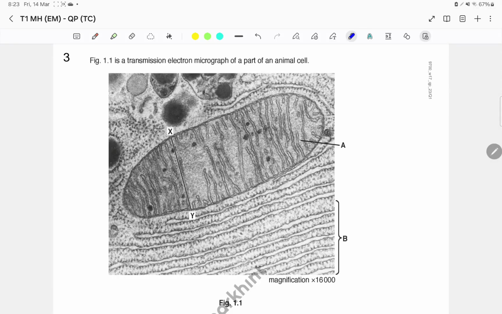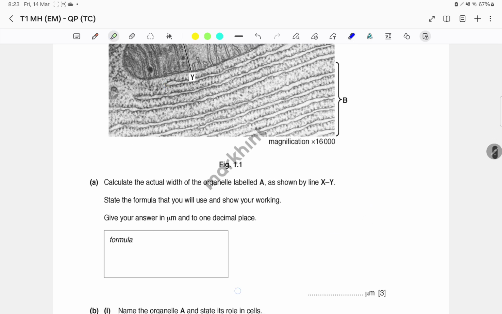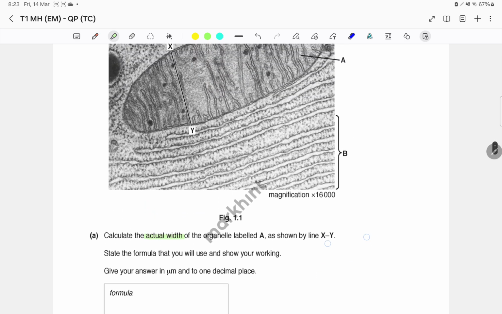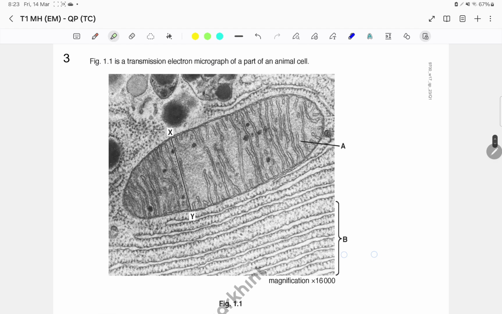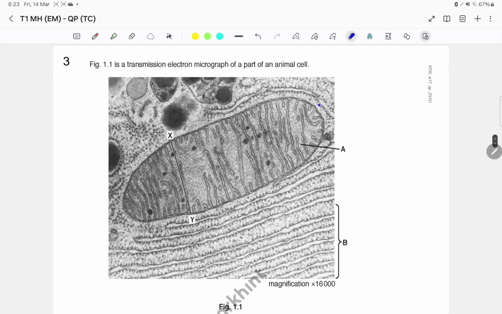In order to do this next question, we are required to calculate the actual width of the organelle labeled A as shown by the line X to Y. This is the transmission electron micrograph of a part of an animal cell. I don't know if you have noticed, but this is the structure of a mitochondrion. It's a huge, nice image of the mitochondrion here.